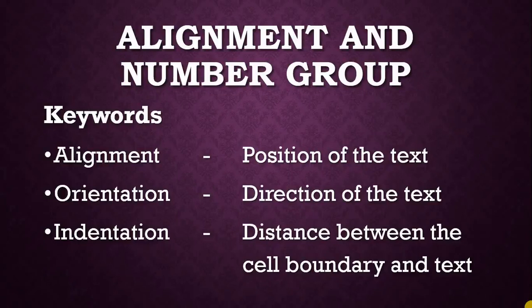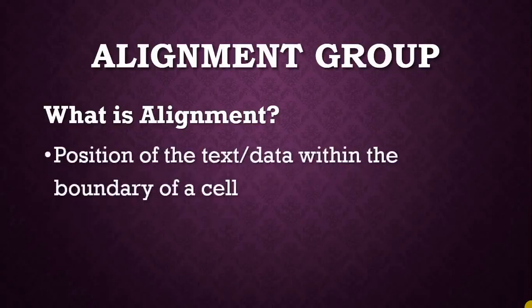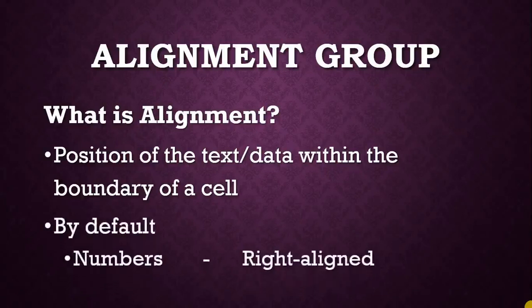I hope you all are clear with the meaning of these keywords. Come on, let's move on to the topic. First, alignment group. What is alignment? Just before we have discussed about it, alignment is the position where data is placed within the boundary of a cell. By default, the numbers are right aligned and the text is left aligned in a cell.